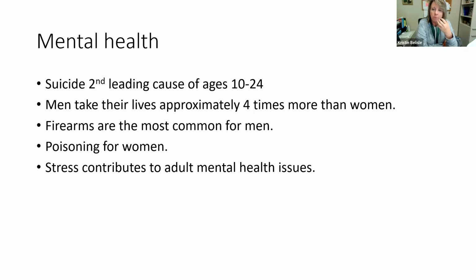And when we're dealing with males with suicide, they usually take their lives more violently. Firearms are the most common for men to take their lives, so they kill themselves with guns. And poisoning for women, that's where we see overdoses and things like that. It's a less violent way. It doesn't mean that men won't overdose and females won't shoot themselves. It just means that in statistics, firearms are the most common for men, and poisoning for women. Firearms for men, poisoning for women.